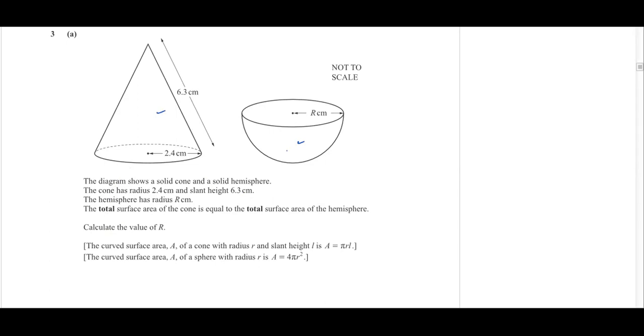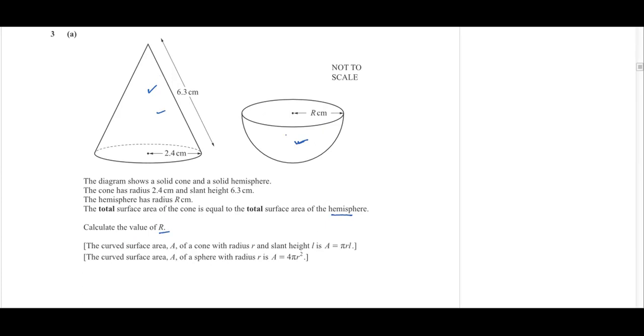Now, the total surface area of the cone is equal to total surface area of the hemisphere. I mean, if you take the total surface area of this cone, that will be equal to total surface area of this hemisphere. Calculate the value of r. This one we have to find.